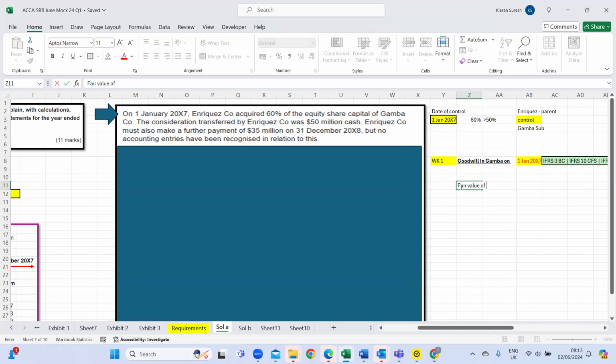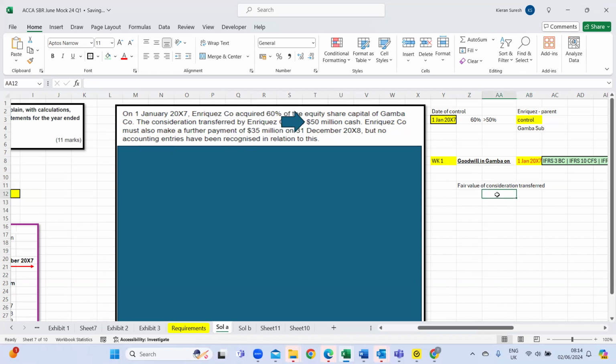Fair value of consideration transferred, right? Fair value of the consideration transferred. How much was it? They said on 1st Jan 2017, 60% equity shares were purchased. Consideration transferred was cash, 50 million, right? Cash was 50 million. So fair value consideration transferred, I would write here.